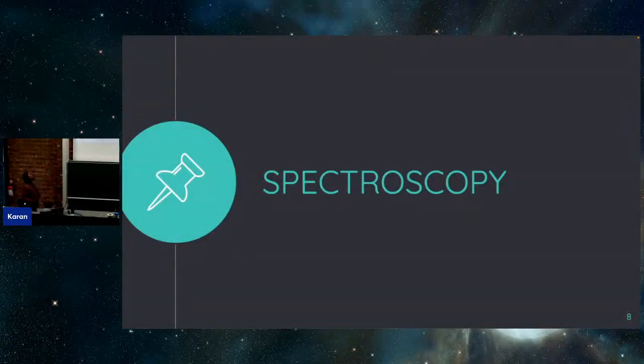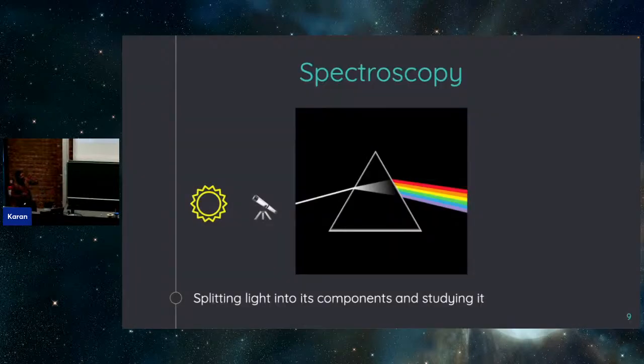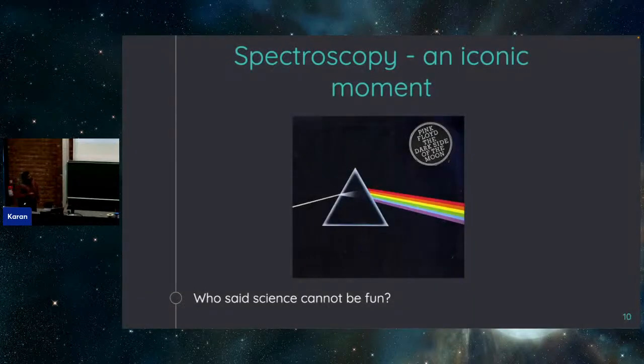So one topic that I'd like to introduce you to is spectroscopy. In spectroscopy, we split light into its components, into its different colors, and then we study that. We look at it. I like to take this as a life lesson as well, because in life, breaking down a problem into its components is always the way to tackle it. You can go quite deep into this, to the point where, if this image looks familiar, it's because it was also an album cover for one of the greatest of all time. So who says science cannot be fun?